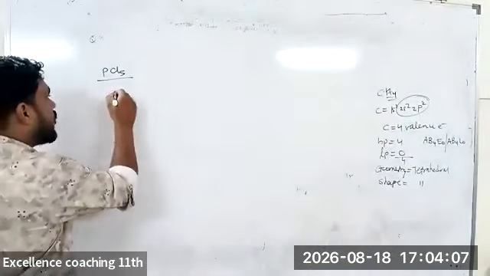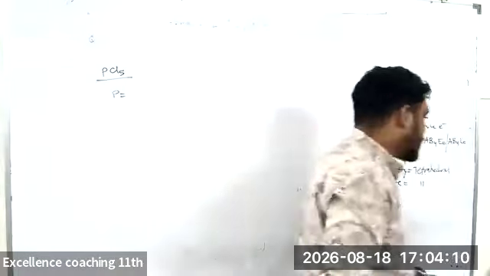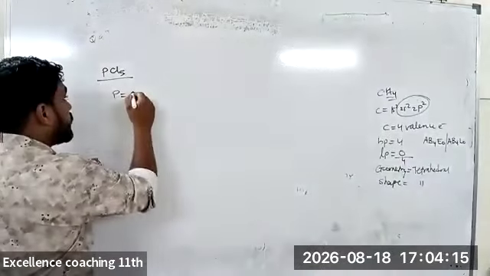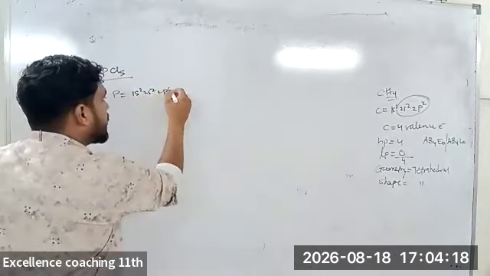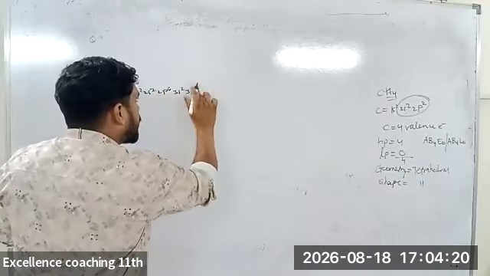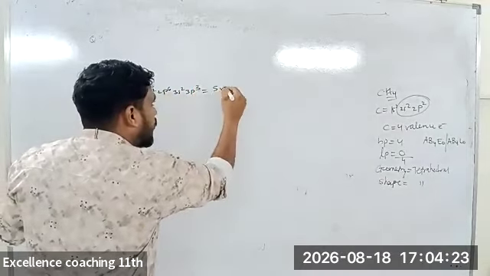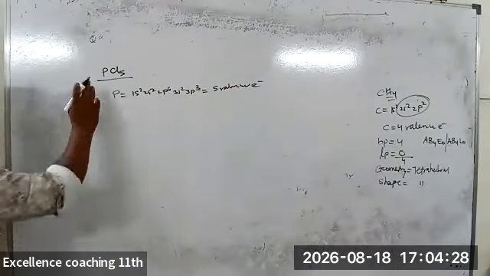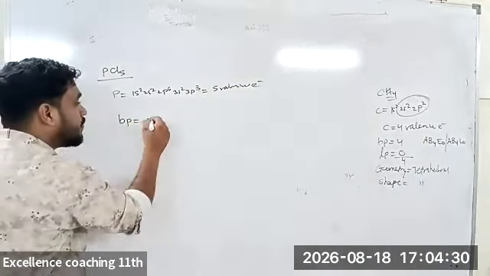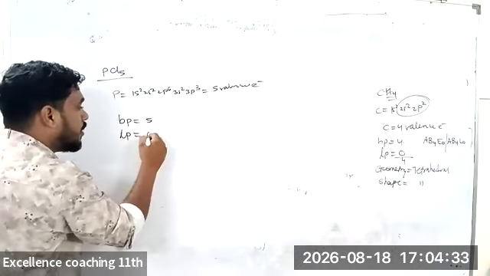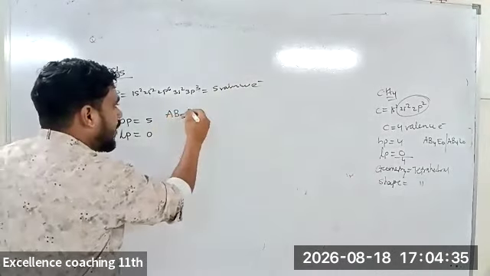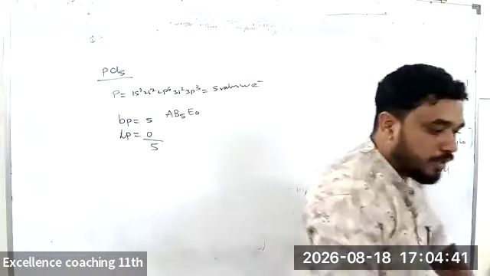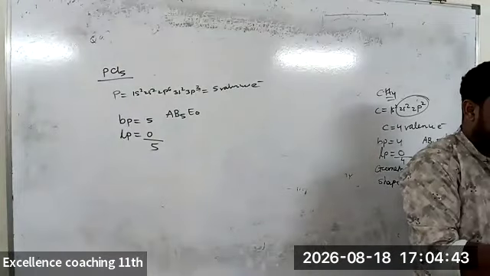Okay, PCl5. Phosphorus: how many valence electrons in phosphorus? The electronic configuration is very important: 1s2 2s2 2p6 3s2 3p3. Correct. How many valence electrons? 5. Five valence electrons, so how many bonds does it make? How many bond pairs? 5. How many lone pairs? 0. The type is AB5 with 0 lone pairs, and the total count is also 5. So how does it look? How does it look?